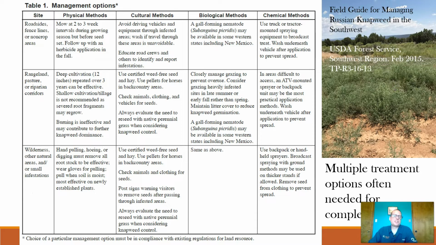This here is a chart showing the 4 different types of methods: physical, cultural, biological, and chemical control methods for managing invasive weeds, and different ways that you can apply those based on the site that you're at. Down on the left-hand side, you see the different sites, such as roadside, fence lines, non-crop areas, rangeland pasture, riparian corridors, wilderness, other natural areas, and small infestations. These are just some different ideas or suggestions on how to manage those different types of methods in those different areas.